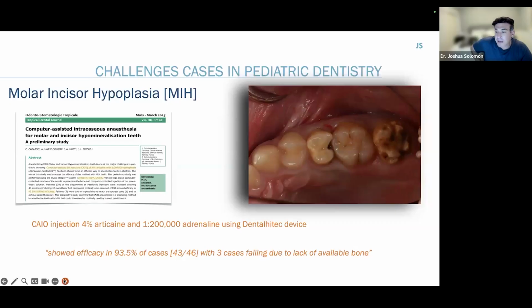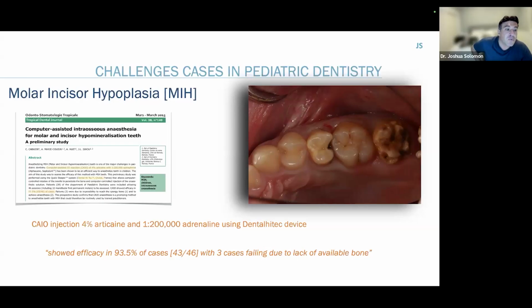I would say with a block, I'm about 50-50 or so, or a local infiltration with a very hypoplastic molar. I treat a lot of these in my practice. And 50-50 is not great when you take a handpiece moving 200,000 times a minute and touch the tooth, because you can have profound soft tissue analgesia, but unfortunately your teeth may not be the same. So this study specifically showed a 93.5% efficacy with hypoplastic molars, and the only 3 failed cases were just due to a lack of available bone in the area.